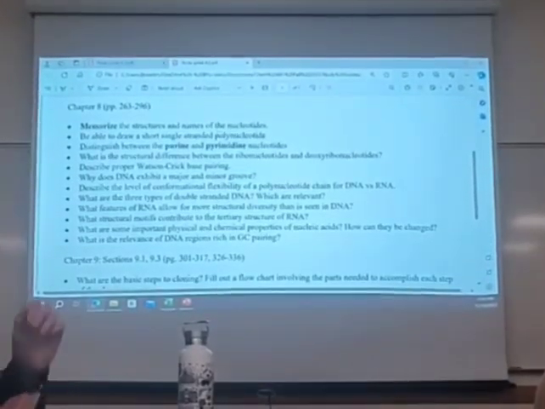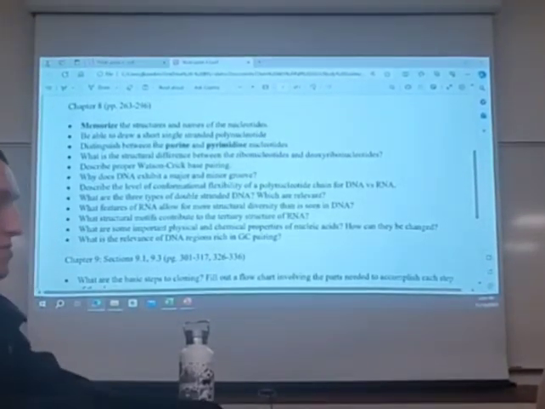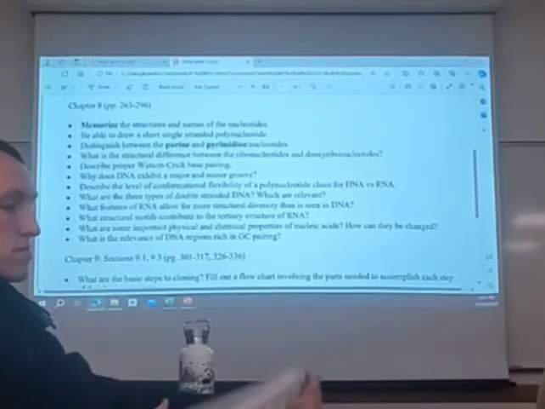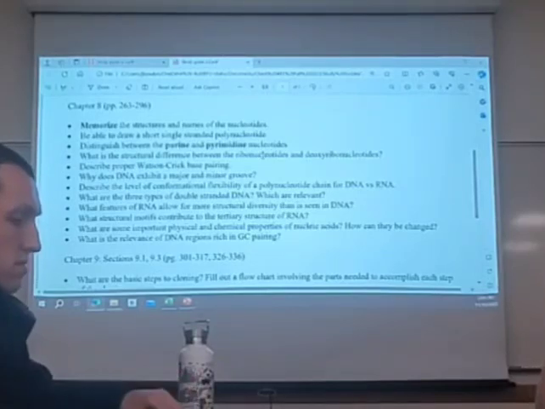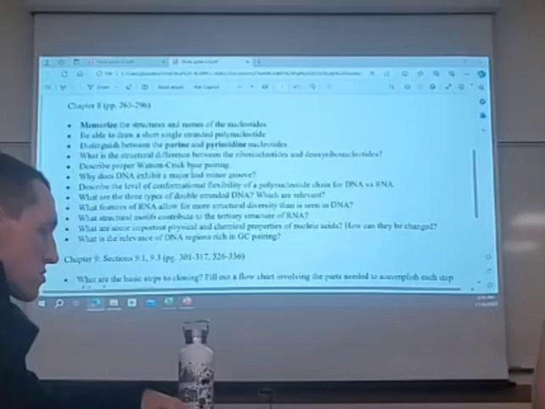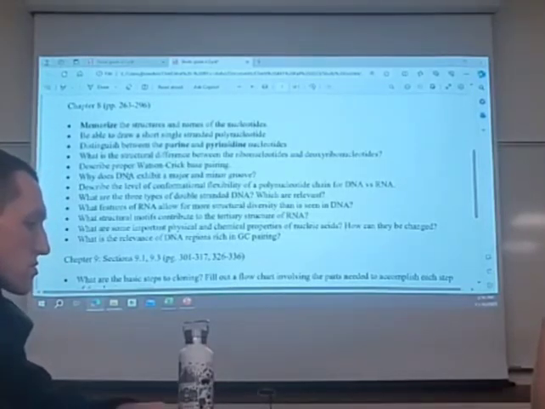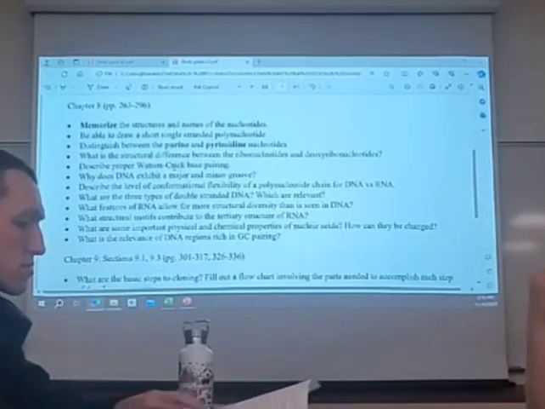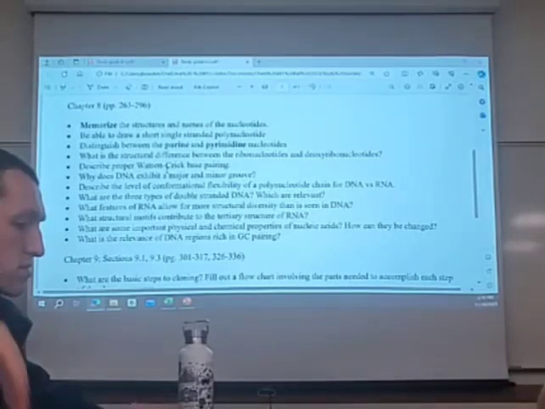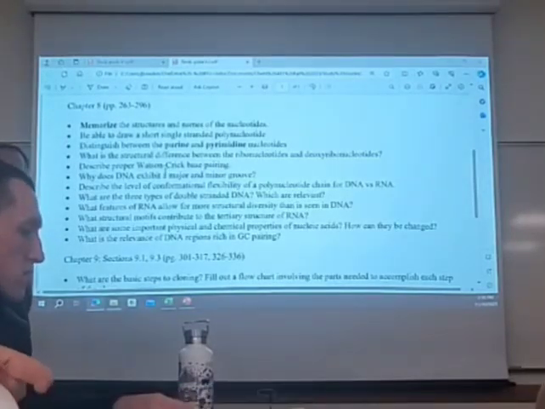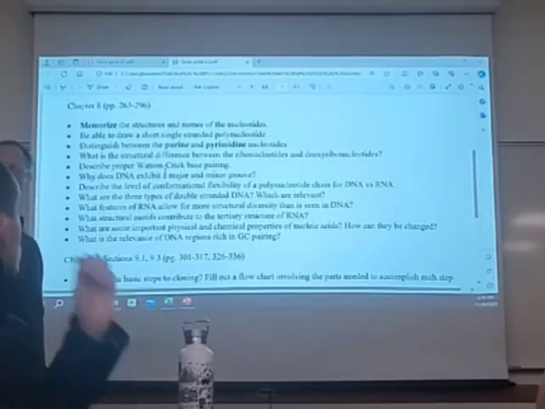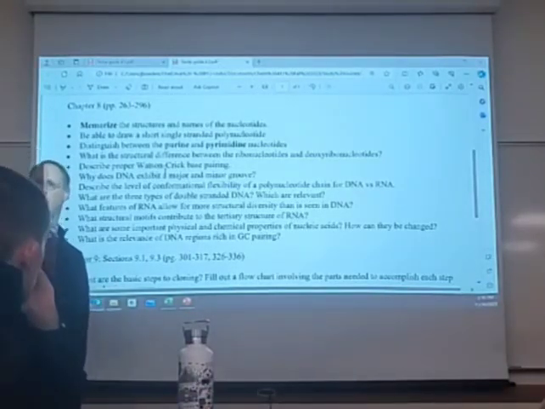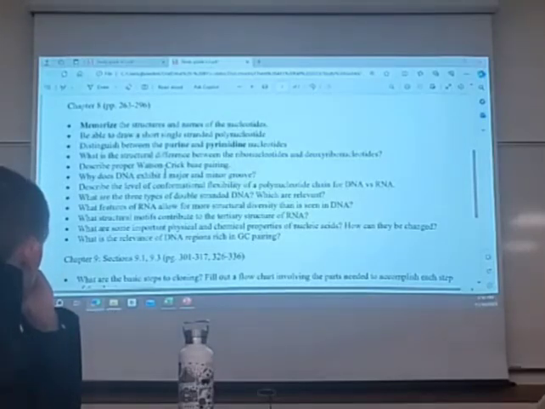Be able to draw a short single-stranded polynucleotide, distinguishing between purines and pyrimidines, structural differences between the ribonucleotide versus a deoxy, proper Watson-Crick base pairing. That's really just at the letter, right? So it's good to be able to do the hydrogen bonding. I'm not really even pushing you that far. I hope you could recognize what could hydrogen bond, but if you missed one, I'm not going there. Just get it right.